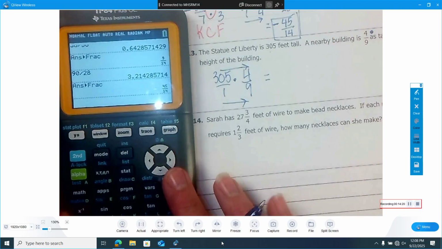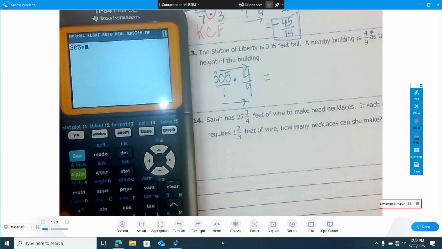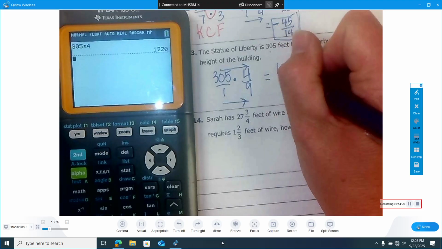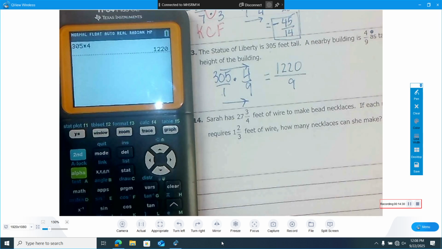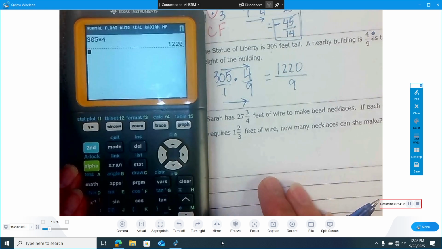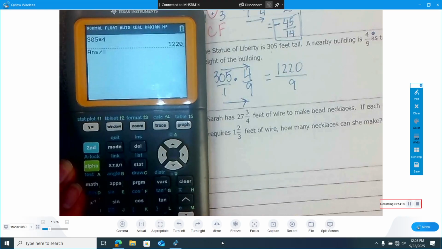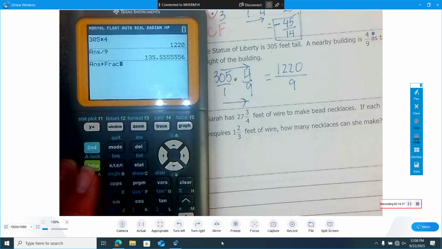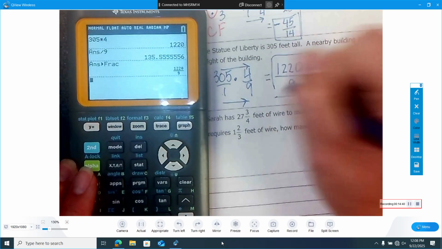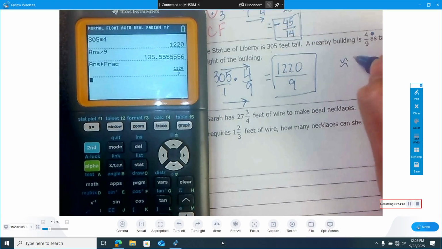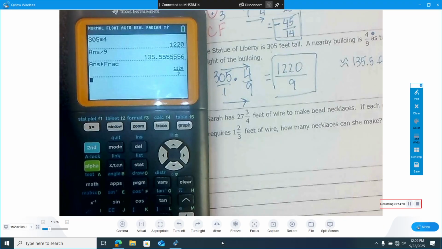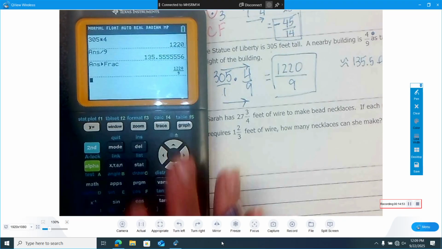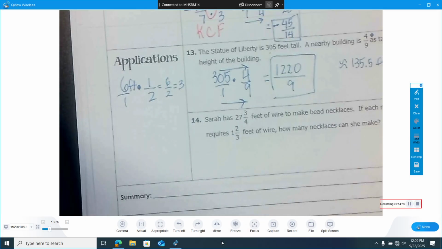All right, and then we are going to multiply straight across, and I'm absolutely going to use my calculator because I have no idea. 305 times 4 is 1220. And 1 times 9 is 9. And I'm going to go ahead and use my calculator to reduce. So I'm going to divide by 9 and try and math frac it. And it turns out this is reduced. This is about 135.5 feet. That's what that decimal means. That other building is a little less than half as tall as the Statue of Liberty. About 135 feet.